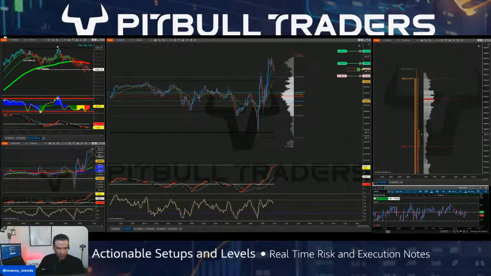$6,900. Right. Is that SPX or is that ES? Okay. Good. That's kind of in alignment with some of the stuff I have. I'm seeing 6,900 as the ceiling for today as well.